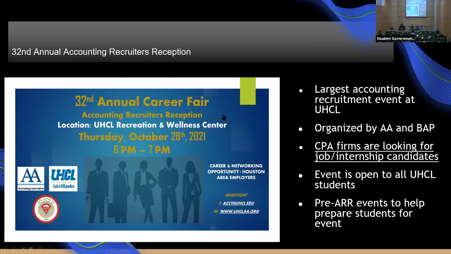These CPA firms are coming to this event with the intention of looking to hire interns or full-time job candidates. So if you don't already have an internship or a full-time job lined up, I highly, highly recommend you come to this. I want to say about 4 of our officers this semester all got internships from this event. So that just shows how successful our students are at attending this event. But our organization has about 3 workshops we have planned for you to help prepare for the recruiters reception.